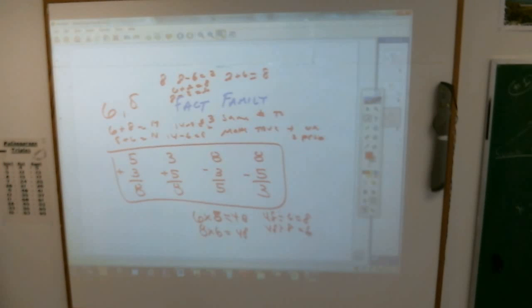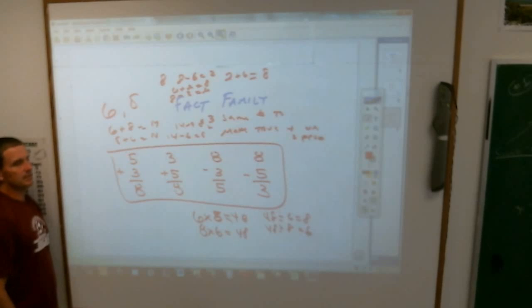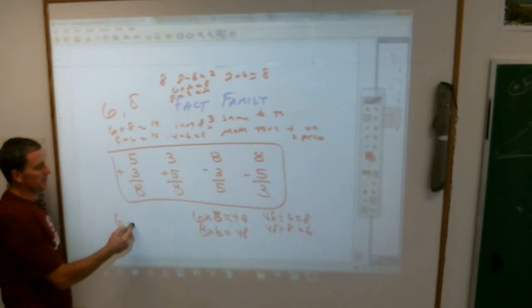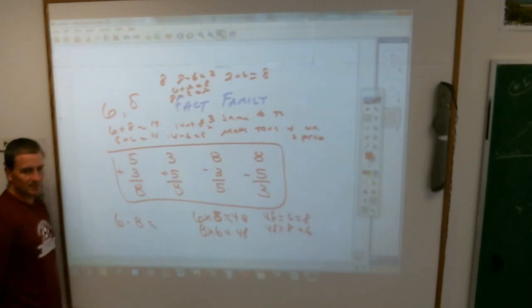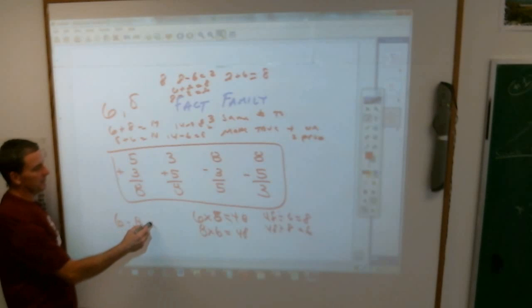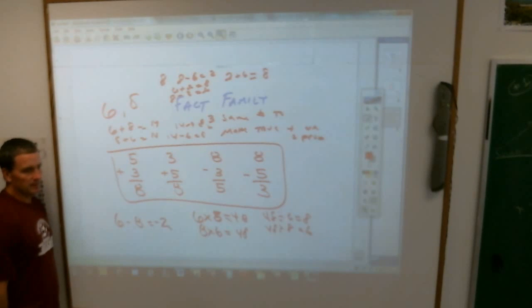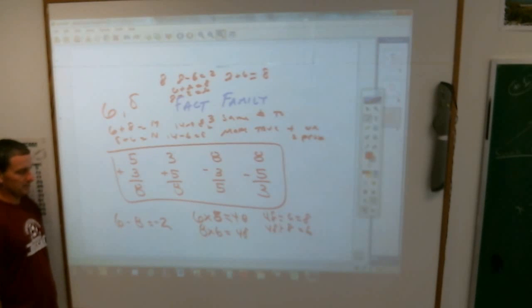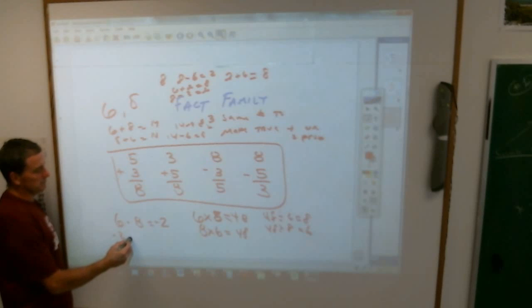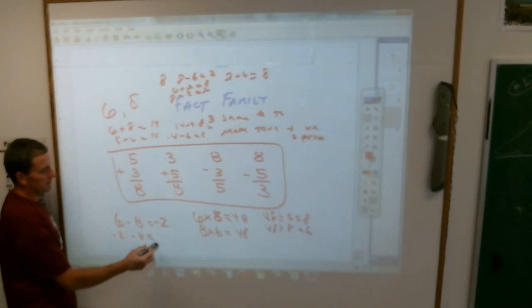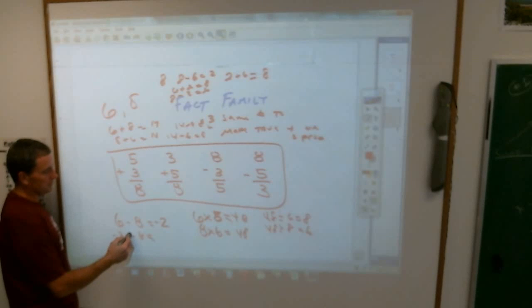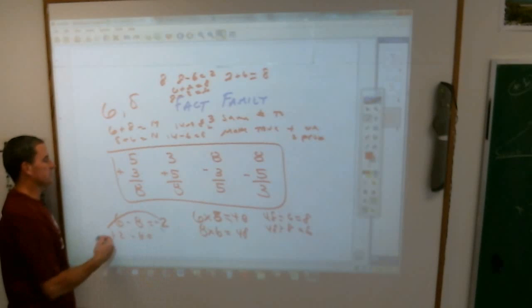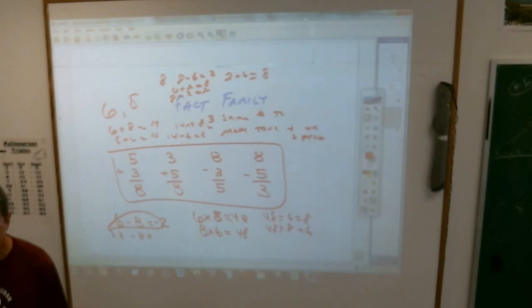This one would not be as obvious, but let's do it just because we're 6th graders. If you took 6 and subtracted 8 from it, what would you get? Anybody? -2. Can I flip those numbers around and get the same thing? Sure. -2 minus 8 is -8 to positive 2.